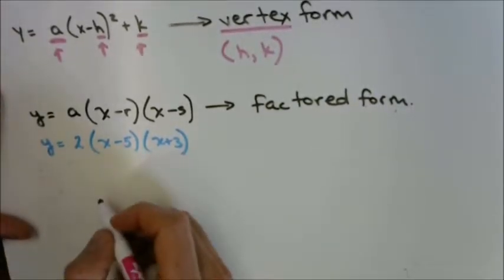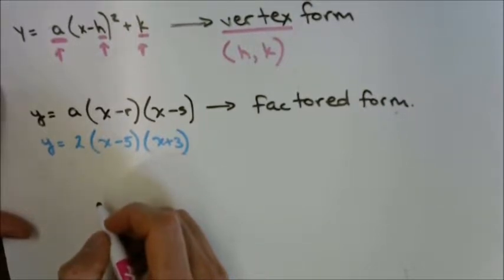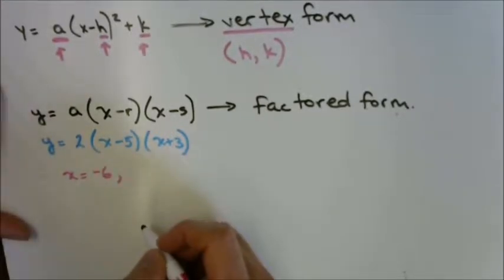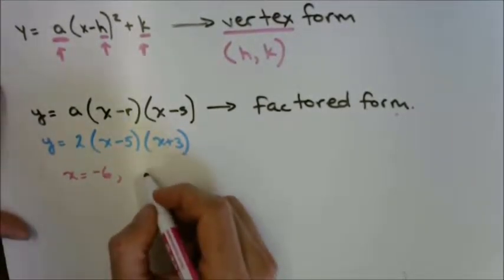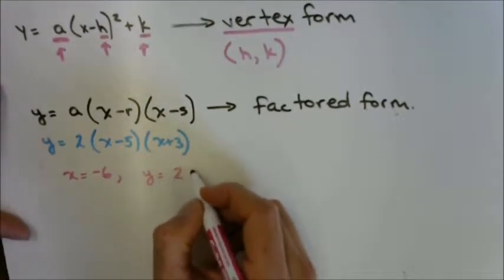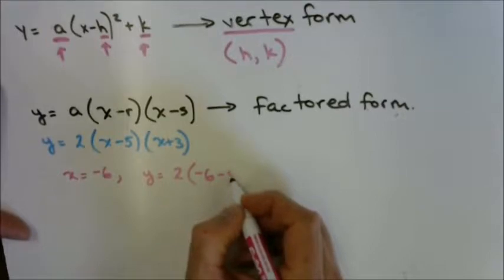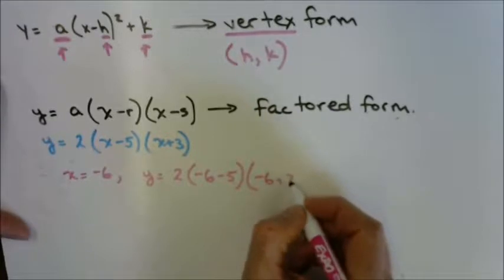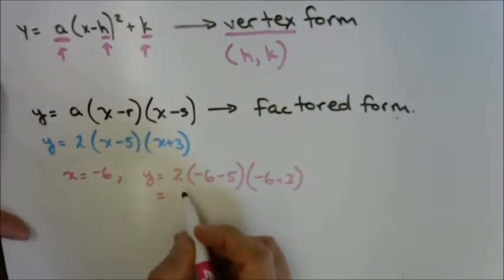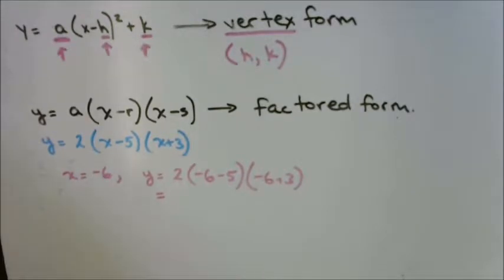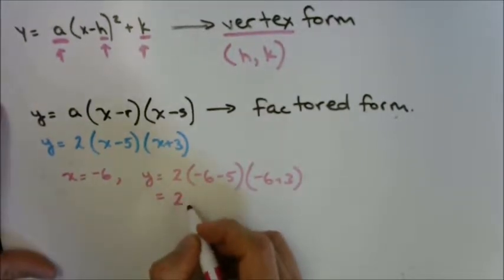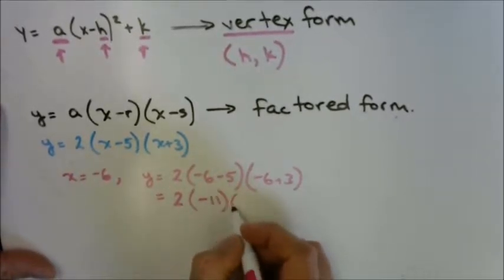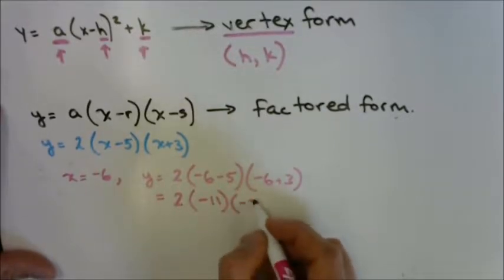Again, we're filling in this table for integer values of x from negative 6 to positive 6. So let's first look at what happens when x equals negative 6. Well, when x equals negative 6, y equals 2, and then in this bracket I have negative 6 minus 5, because I'm substituting negative 6 everywhere I see x, and times negative 6 plus 3. Then I just perform some algebra on that. I start with brackets, so my 2 stays outside. Negative 6 minus 5 is negative 11. Negative 6 plus 3 is negative 3.